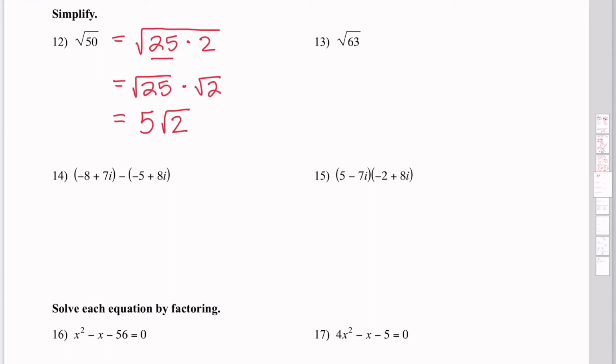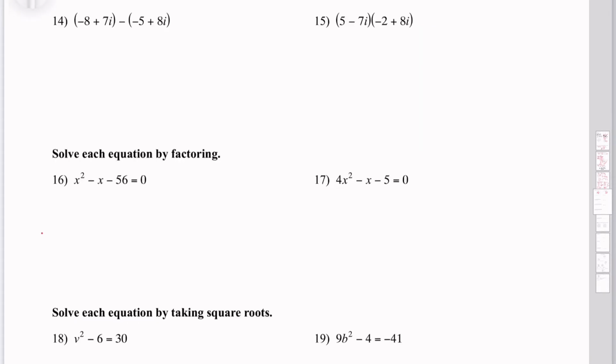Same goes for question 13. So think of 2 numbers that multiply to 63, but that also one number is a perfect square. The first thing that I can think of is 9 and 7. We can split each of them to have their own radical, and now we can simplify. The square root of 9 is 3. 7 is prime. We can't simplify that any further, so we're just going to leave it as is.